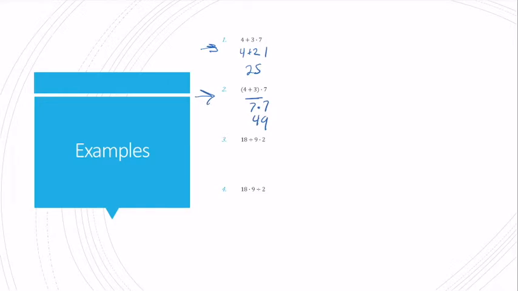Now I've got 18 divided by 9 times 2. I'm going to work from left to right. Geez, I'm directionally challenged. Here's left, here's right. 18 divided by 9 is 2. 2 times 2 is 4. 18 times 9 is a big number. It's 162. 162 divided by 2 is going to be 81. So we worked from left to right.